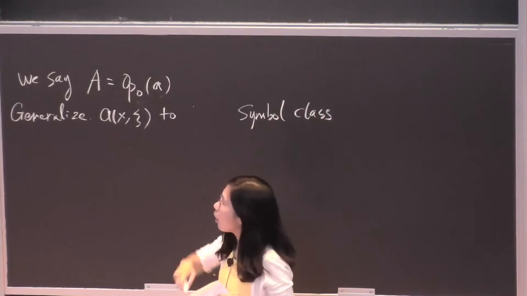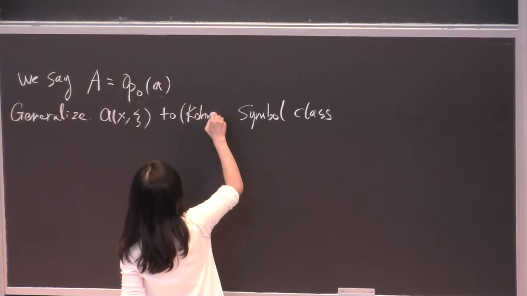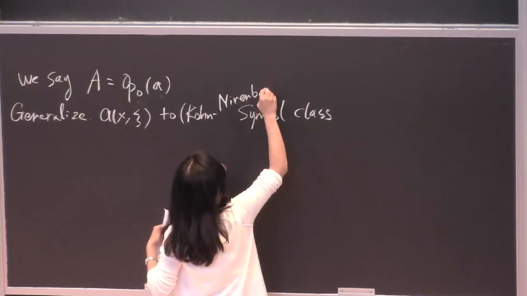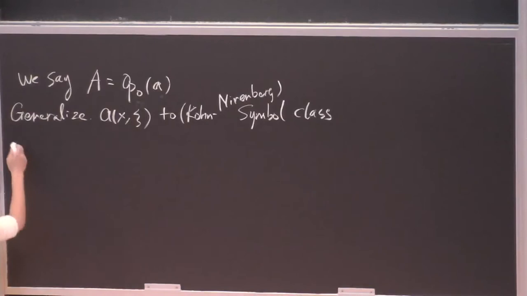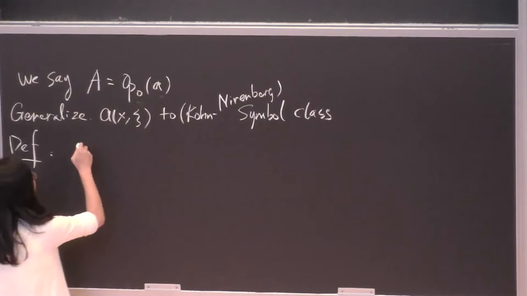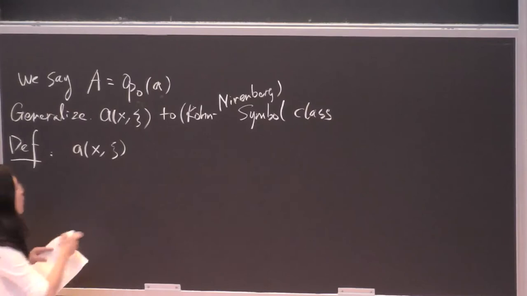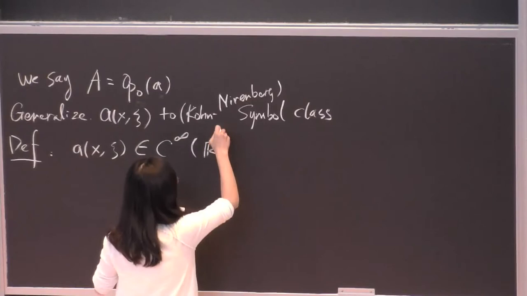For most of my lectures today, it's going to be the Kohn-Nirenberg symbol class. Let me first introduce the definition. The definition is: a(x, ξ) is a function that will appear a lot. It's a C-infinity function on R^p × R^n. I'll explain these two numbers in a moment.